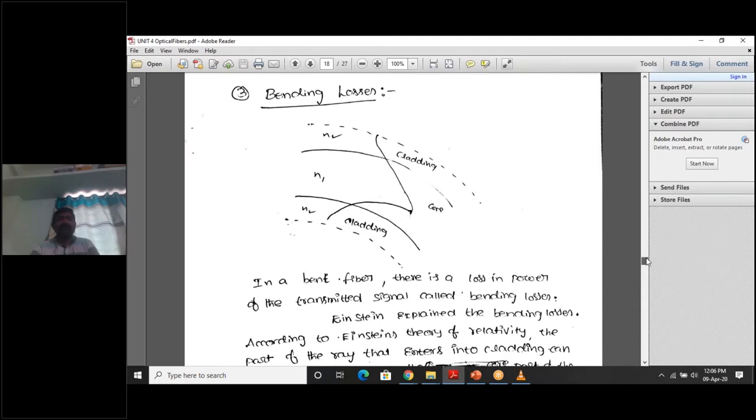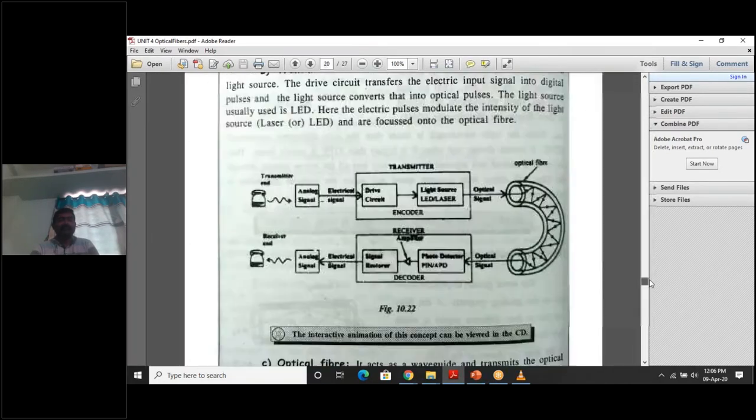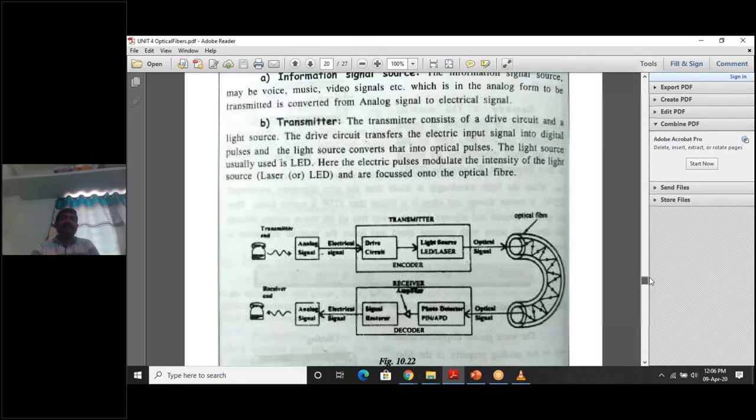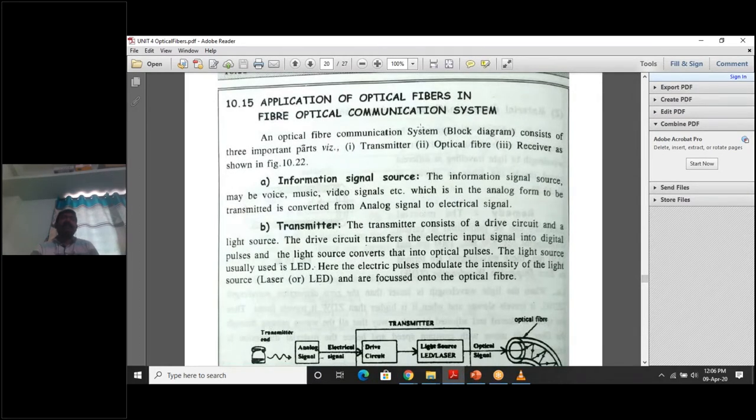With this, attenuation losses are over. Okay, the last topic, just 10 minutes: application. Only one application is there. I will explain it: application of optical fiber in communication system.